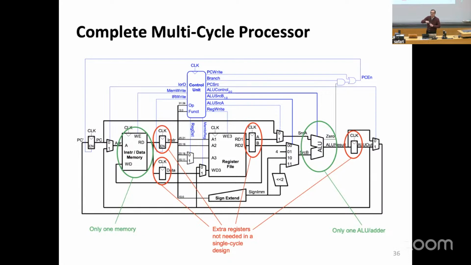Because when you're doing PC plus 4, you cannot do something else. When you're doing branch condition calculation, you cannot do a target address calculation, right? Okay, hopefully that makes sense.